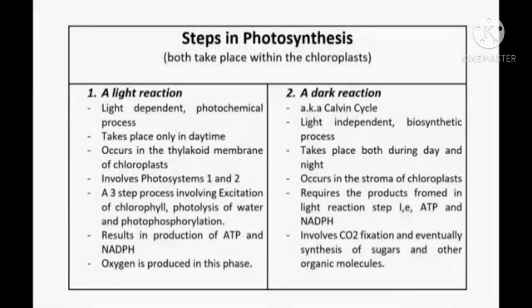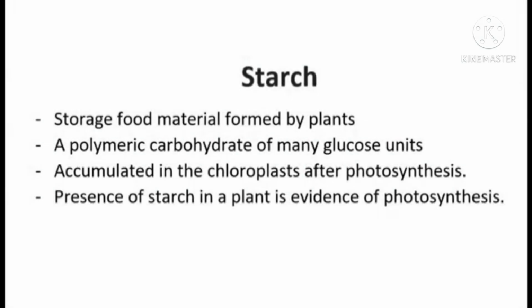Photosynthesis occurs in two major steps, both of which take place within the chloroplasts: a light reaction and a dark reaction. Starch is eventually formed as a reserve food by plants at the end of a photosynthetic process.